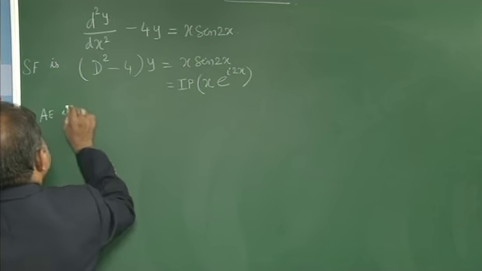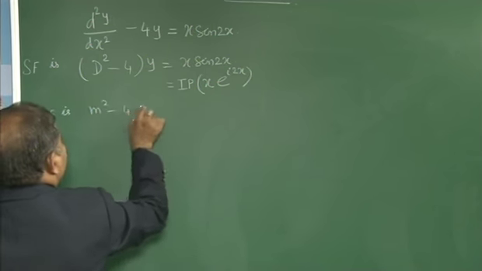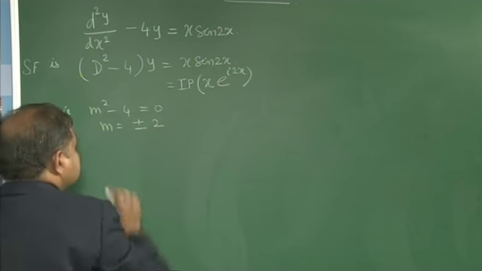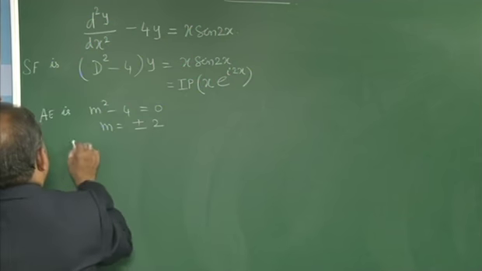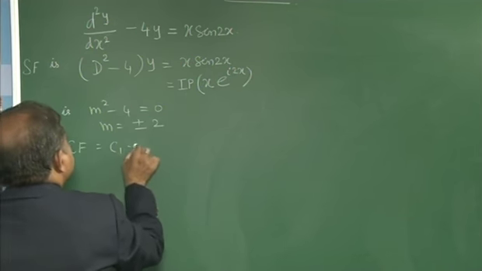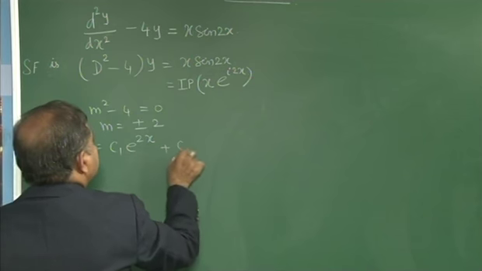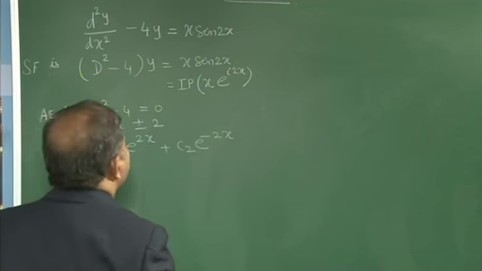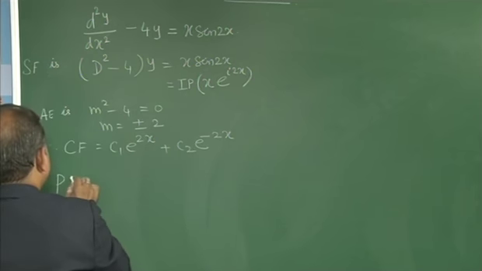The auxiliary equation is m squared minus 4 equals 0. So m is equal to plus or minus 2. Therefore, what is my CF? C1 e power 2x plus C2 e power minus 2x. Now, let me come to the particular integral.